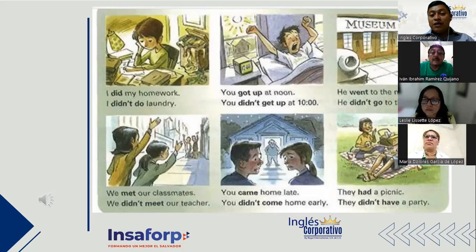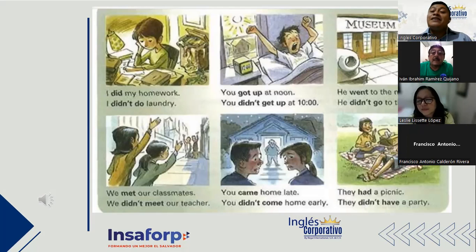Second example, you got up at noon. ¿A qué hora se despertó este chico? 10. Get up at 10. A mediodía. Se despertó al mediodía. You didn't get up at 10. No te levantaste a las 10. Se levantó hasta el mediodía. Third example. He went to the museum. He didn't go to the library. Él fue al museo. Él no fue a la biblioteca.